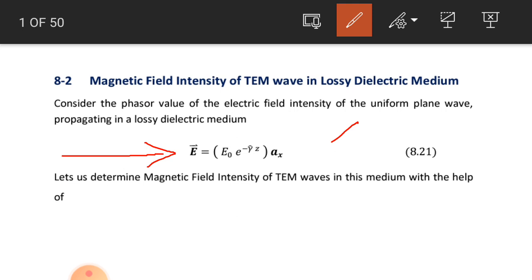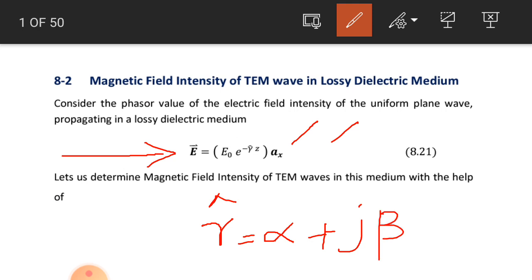You see, this unit vector shows that this vector quantity has got only one component, that is the x component. There is no component of the electric field intensity along y axis, no component along z axis. And gamma k is a complex quantity, and this complex quantity has got two components. The real component is alpha, which is known as the attenuation constant, and the imaginary component is beta, which is the phase constant. Sometimes we represent this beta by k.